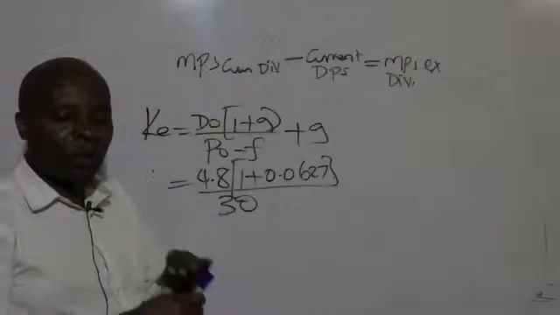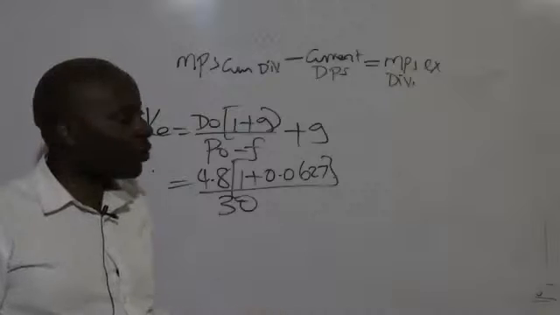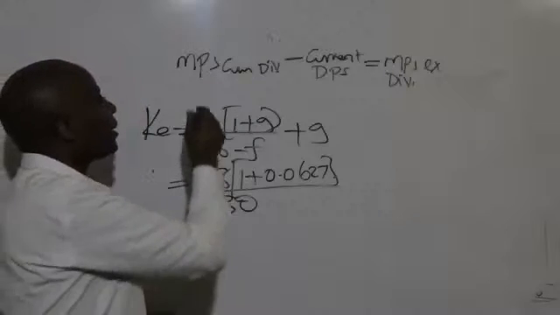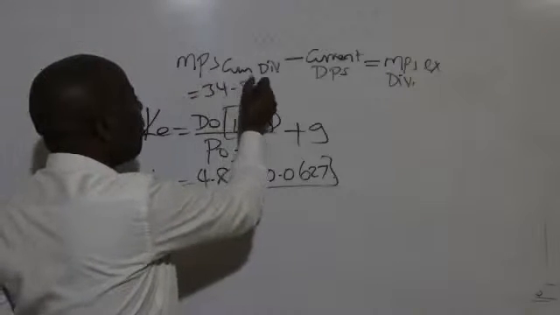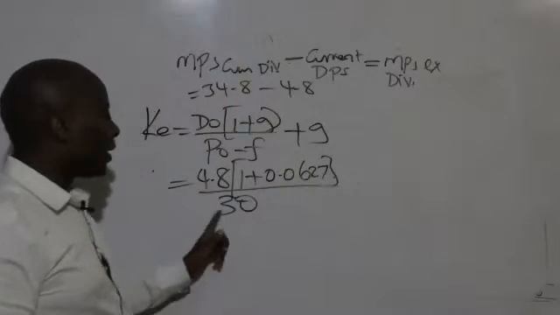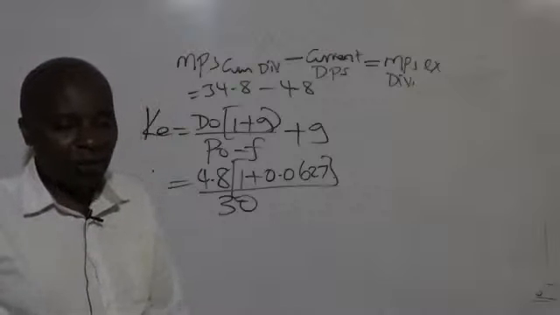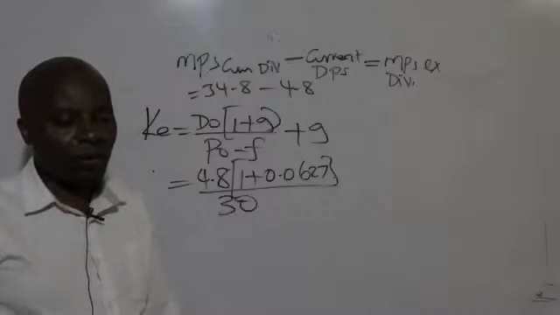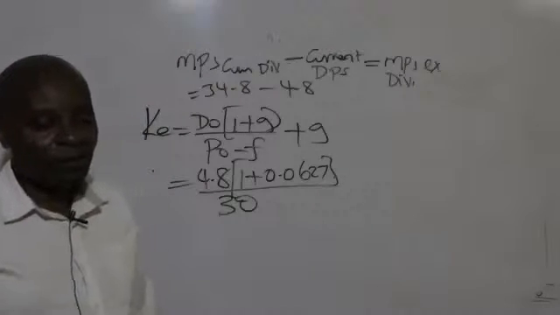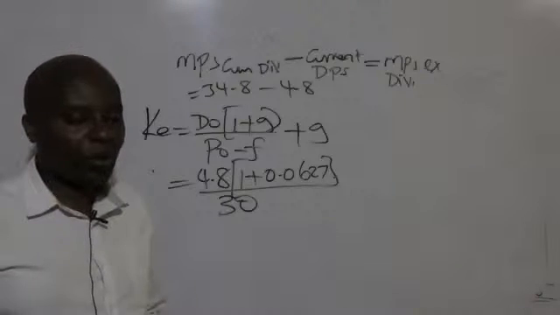In finance, we don't use the CAMDIV things. So you can see the MPS CAMDIV is 34.8 minus the current dividend per share, which is 4.3. That is how I was able to get my figure of 30. Now ask a question.